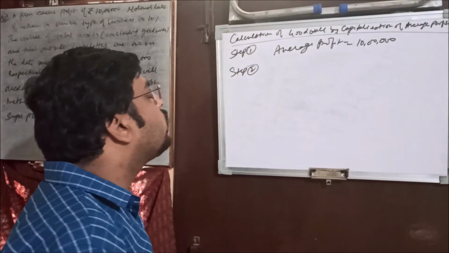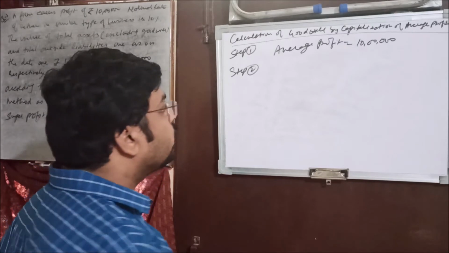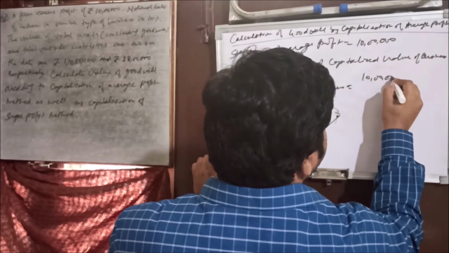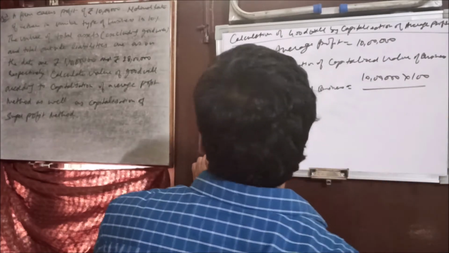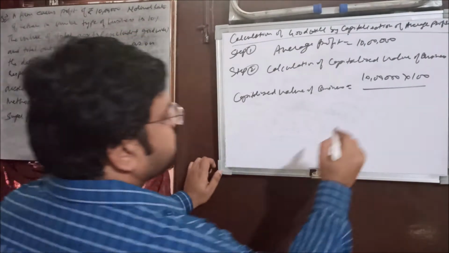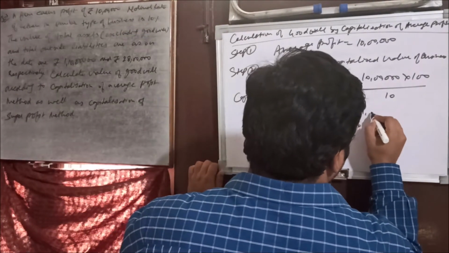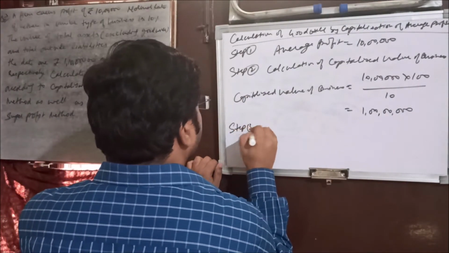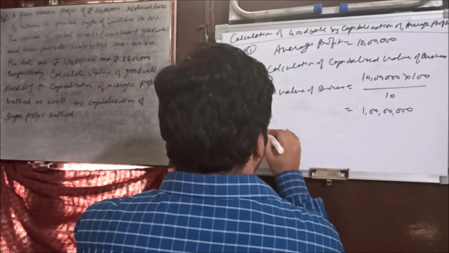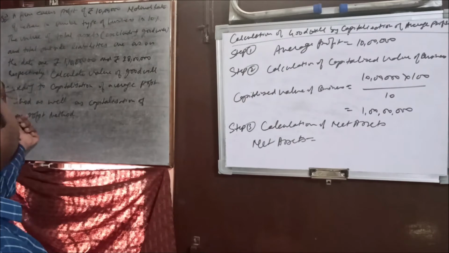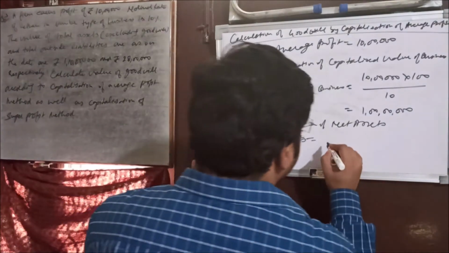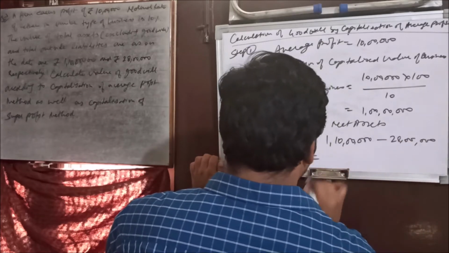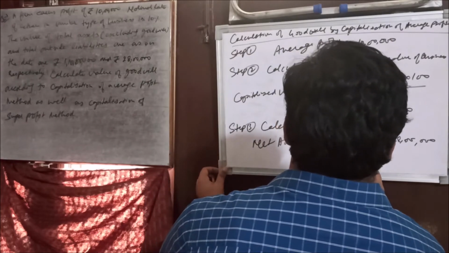Understood? And what was the step 2? The step 2 is to calculate the capitalized value of business. I just write down here, for that this 10 lakh has to be capitalized on the basis of normal rate of return, which is given as 10%. So this 10 lakh becomes 1 crore now, right? So 1 crore is the capitalized value of business. Step 3, to calculate the net assets. Net assets will be known as total assets minus outside liabilities, that is 1 crore 10 lakh. We will deduct 28 lakh and whatever is left will be known as net assets, that is 82 lakh.